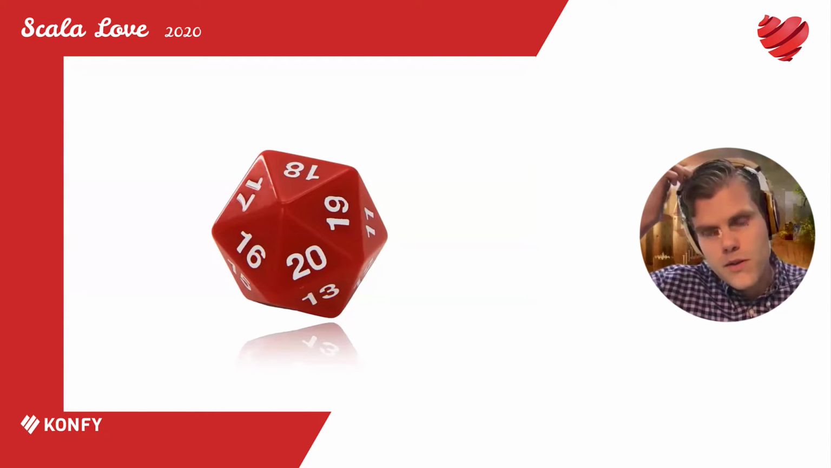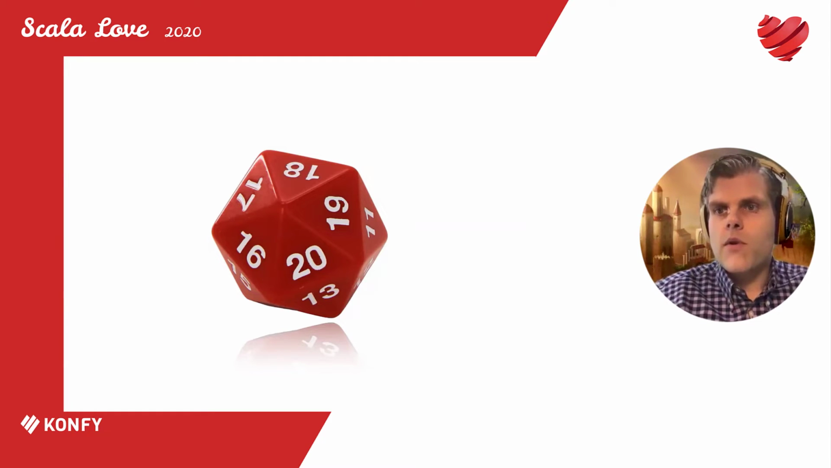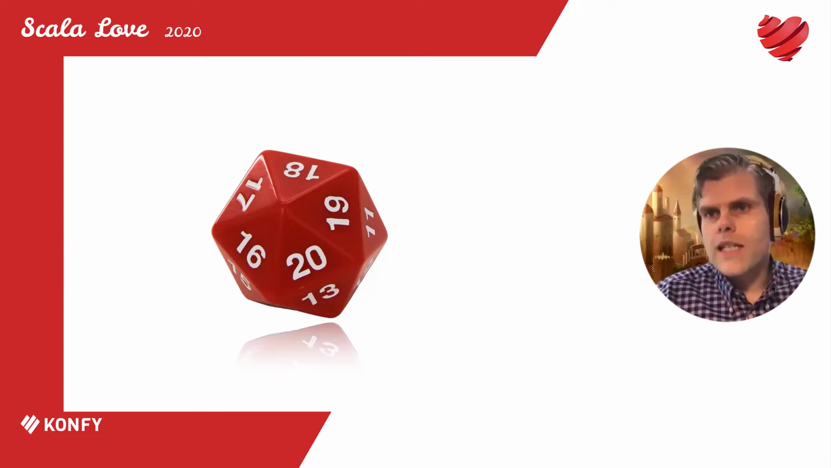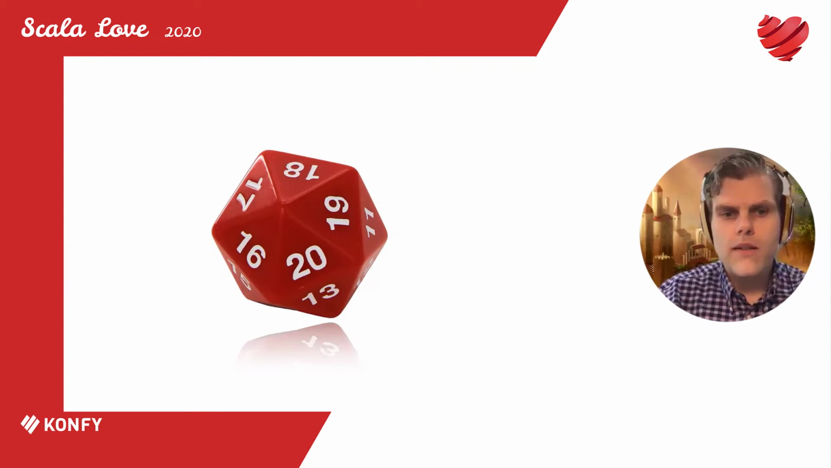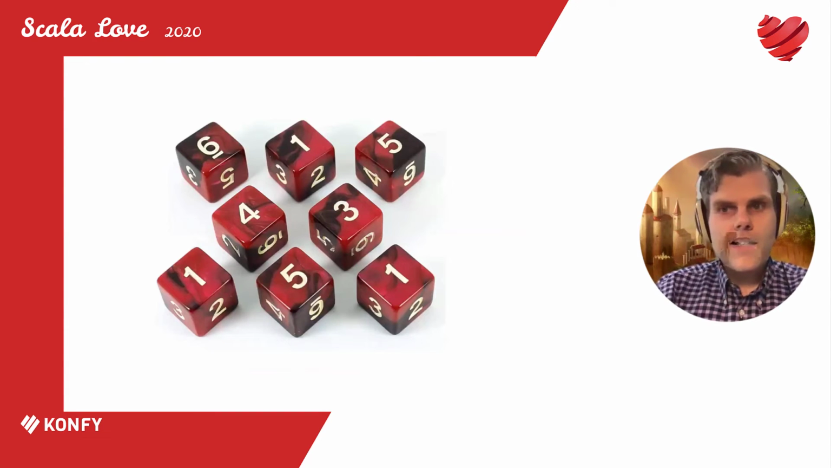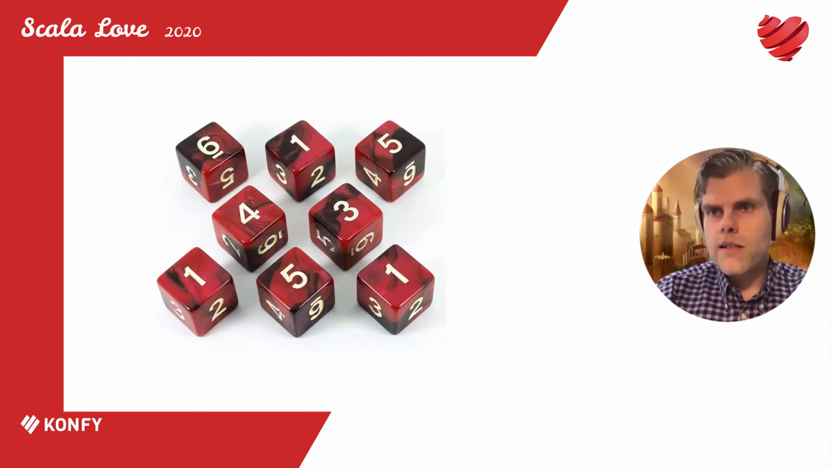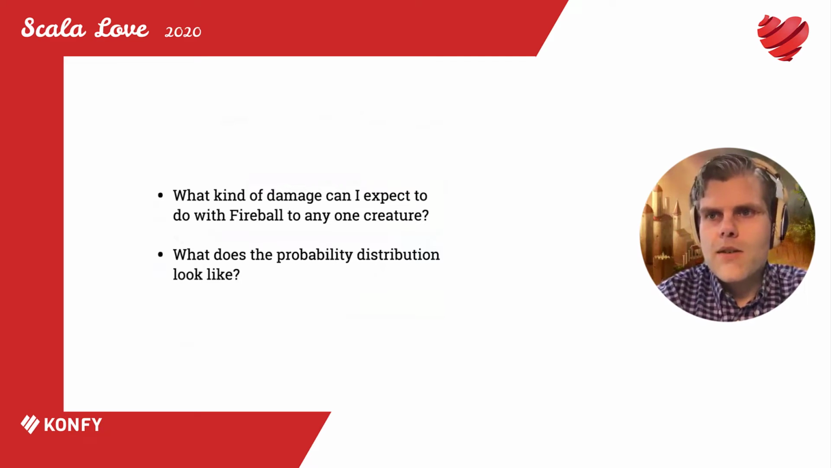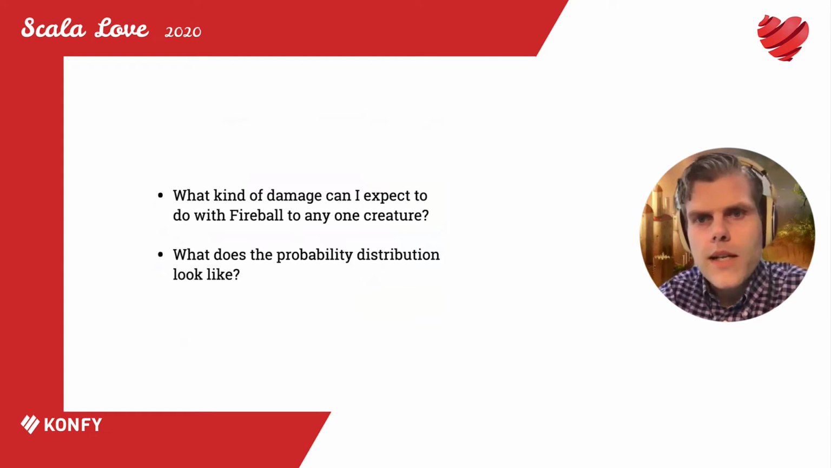The player who controls the creature affected by the spell rolls this 20-sided die, and they have to roll some number higher than something that's determined by the spellcaster's ability. For a wizard that's high enough level to cast Fireball, that number is maybe 16 or so. So on a 20-sided die, you have to roll at least 16. The target then gets to add some bonus based on their level and their dexterity, which is how quickly you can react. And then the wizard rolls 8 six-sided dice to determine the damage. If the target's saving throw succeeds, that damage is divided by 2, rounded down. So the question I want to answer is, what kind of damage can I expect to do with Fireball to any one creature? And what does the probability distribution look like?